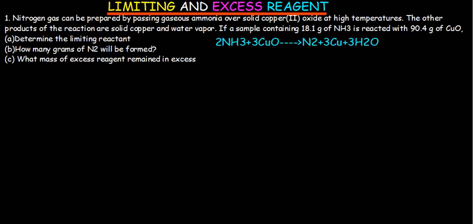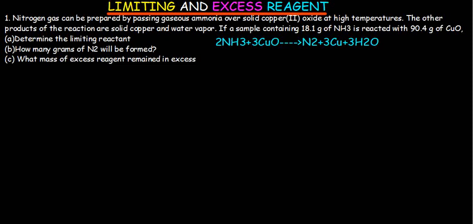Because one is finishing first, that is the one that is going to determine how much product is going to be formed. When you want to determine the limiting reagent, there are a number of ways that we can use. I'm going to show two ways in which we can determine the limiting reagent, as for the first question here.